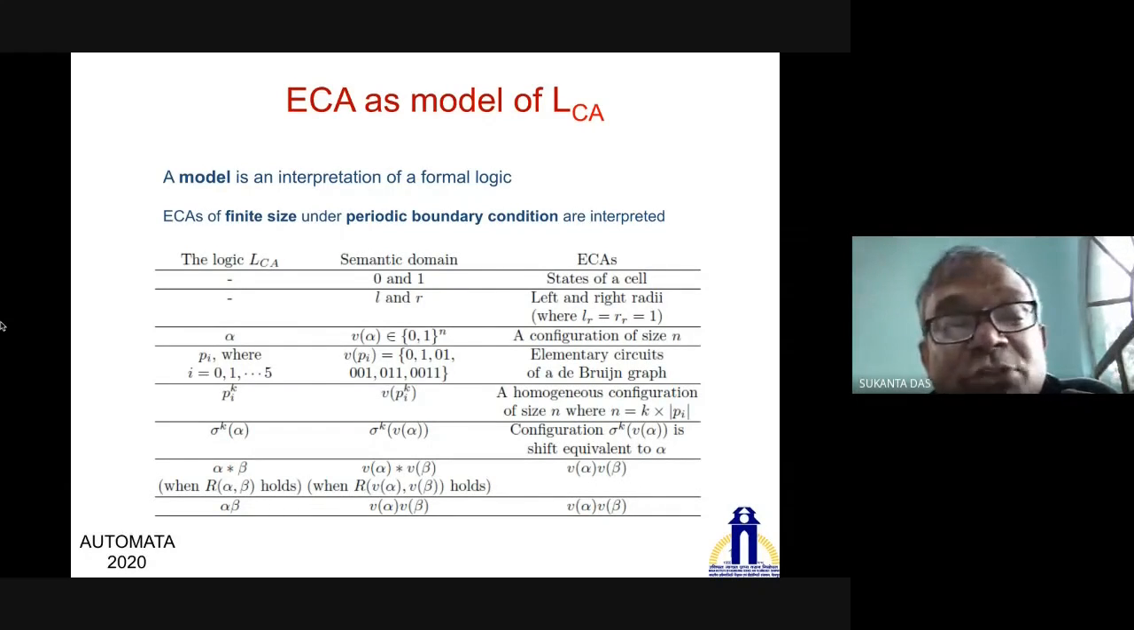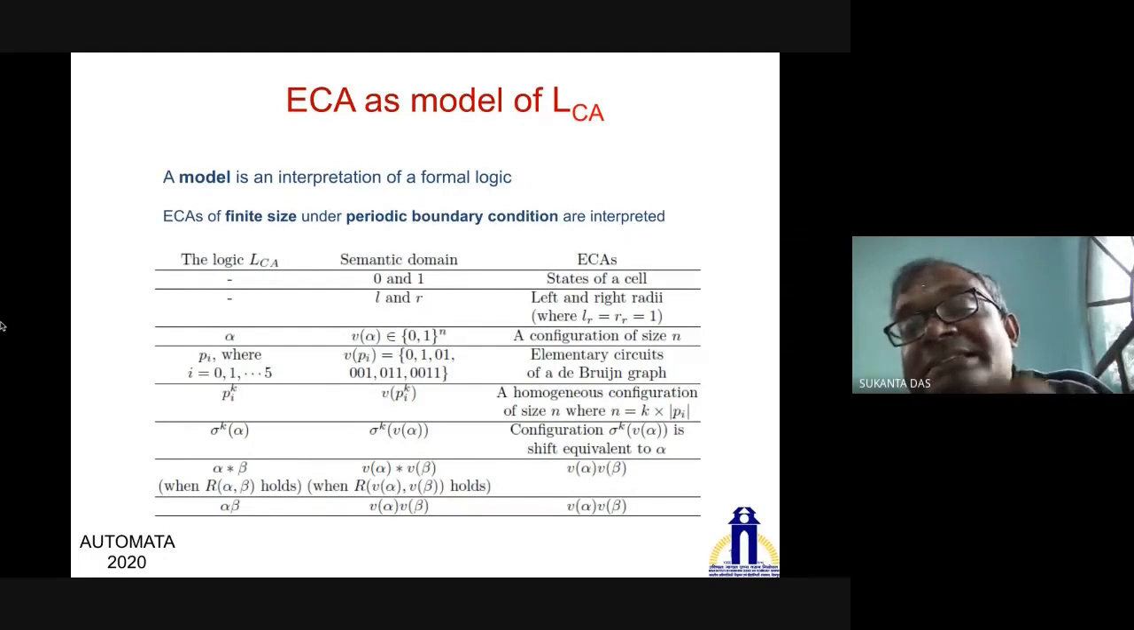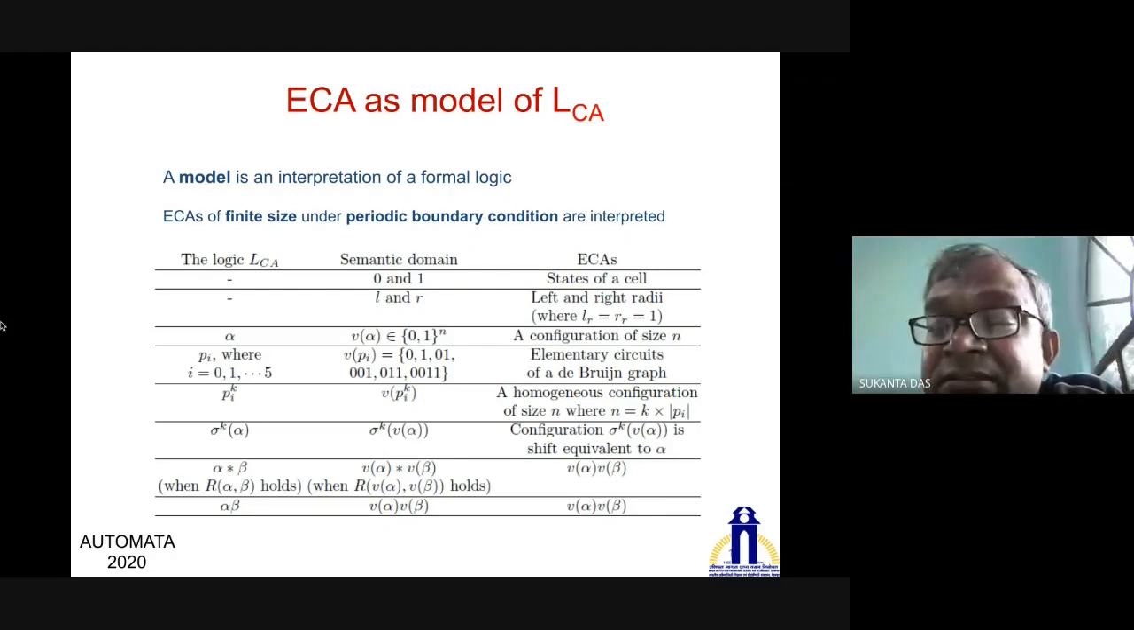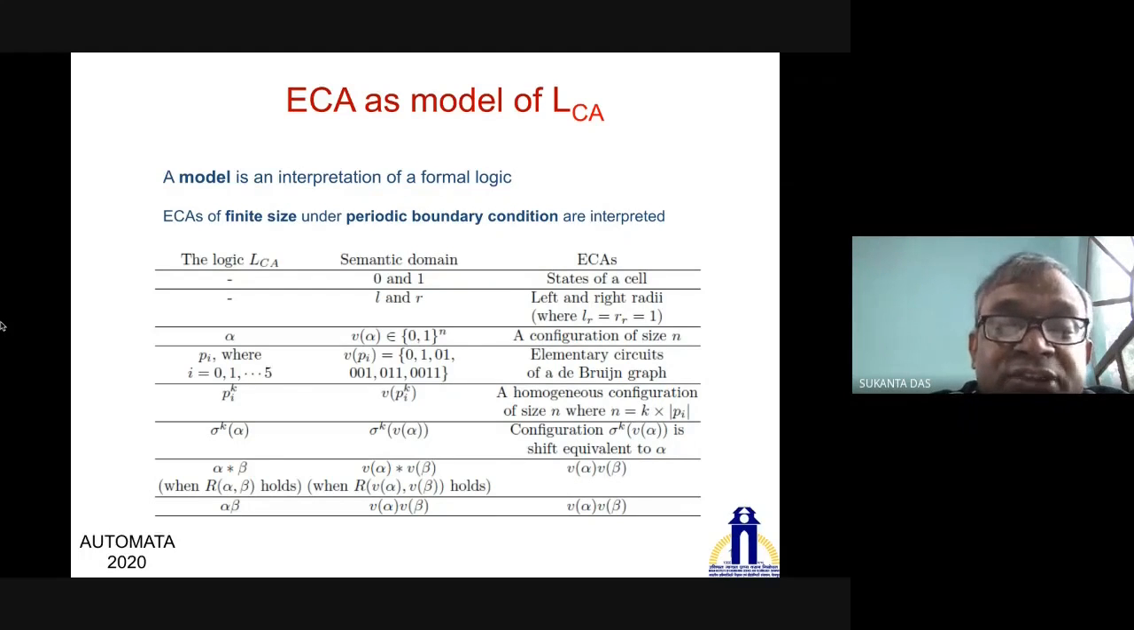Okay, and if I take Pi to the power k, it is VPi to the power k, and these are actually the homogeneous configurations. It is a very simple one. Then sigma to the power k alpha is a formula. Here sigma to the power k V alpha we interpret in the semantic domain, and this is nothing but shift equivalent to alpha. Okay, and alpha star beta, when R alpha beta holds, this actually is V alpha V beta, when R V alpha V beta holds, and in ECA this is V alpha V beta.